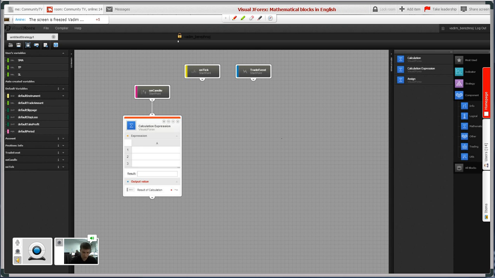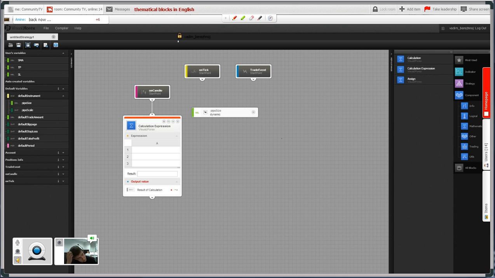Multiplied by pip value. That's also a default variable. That's what I was missing. It is in default variable, default instrument, and we have setting pip size. This one. Pip size. Yes.